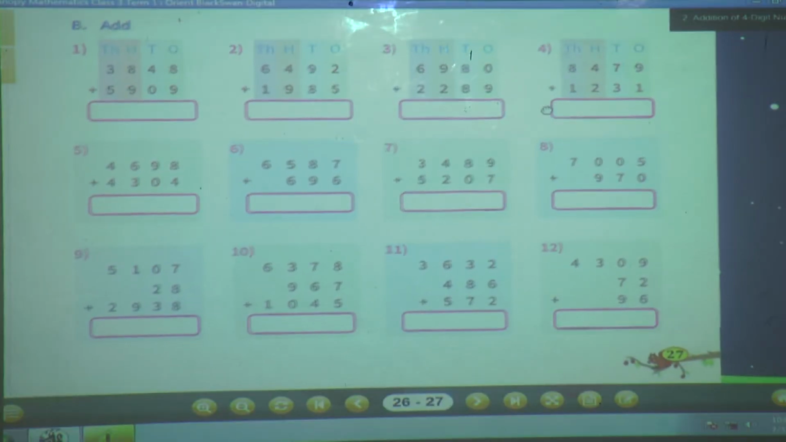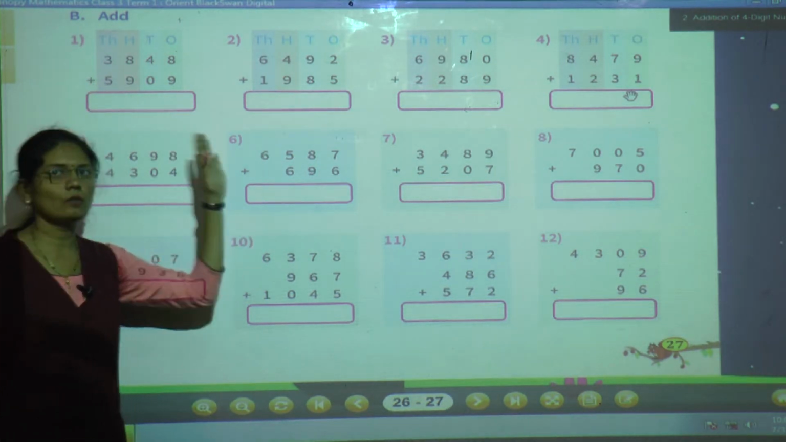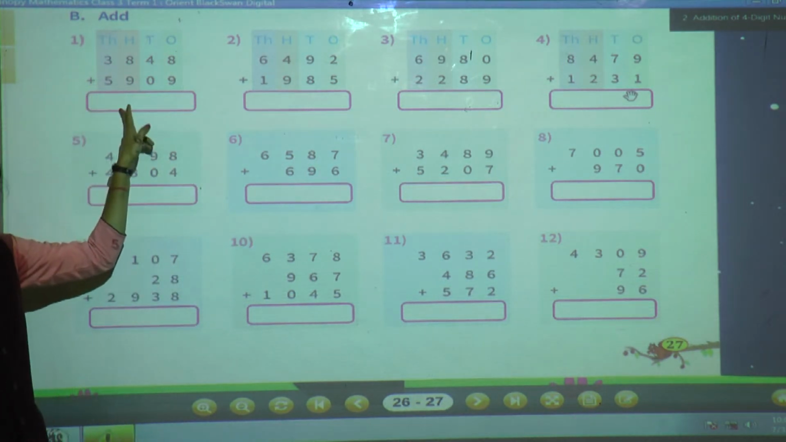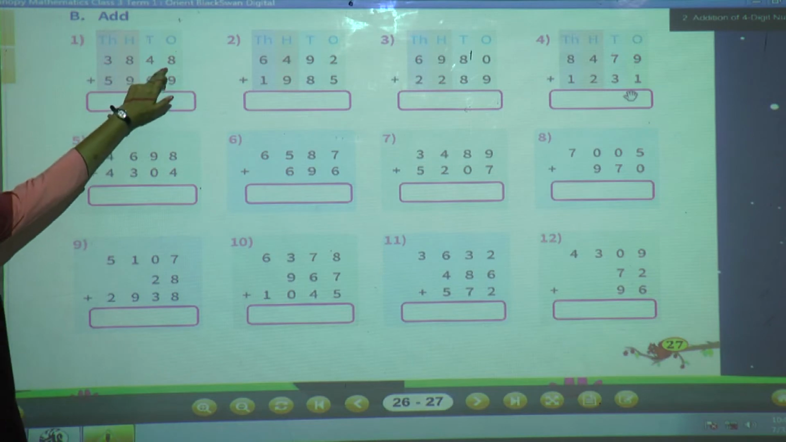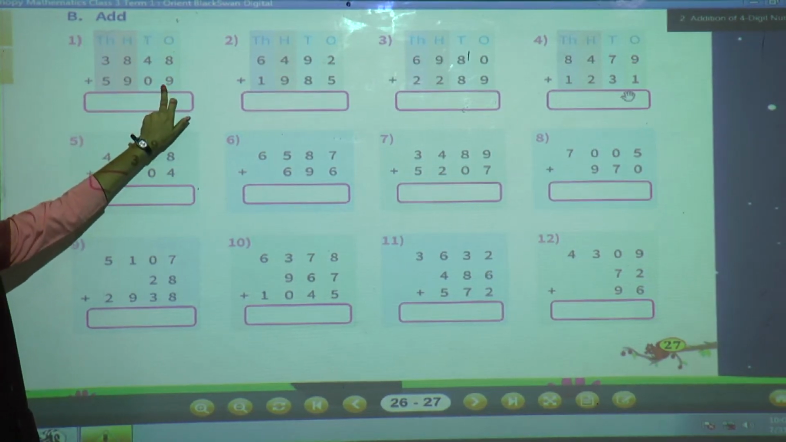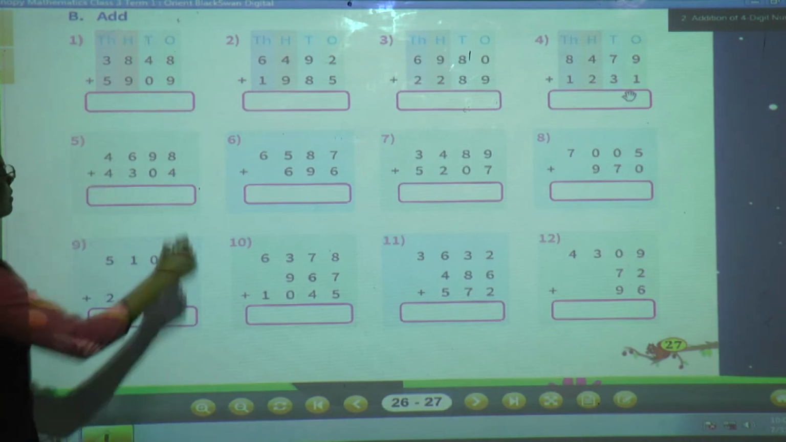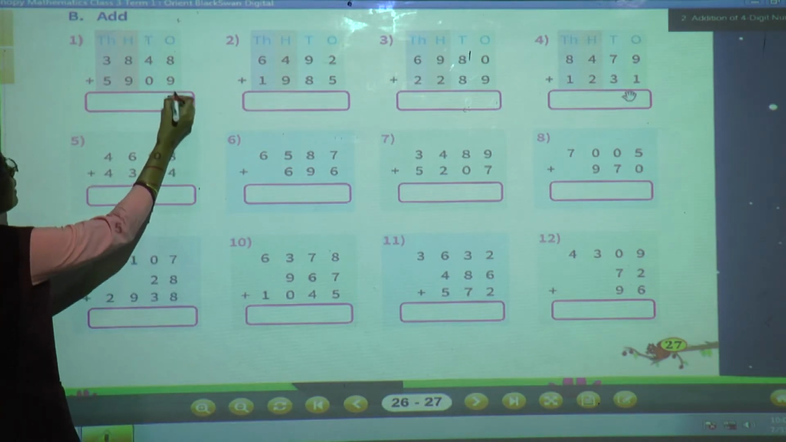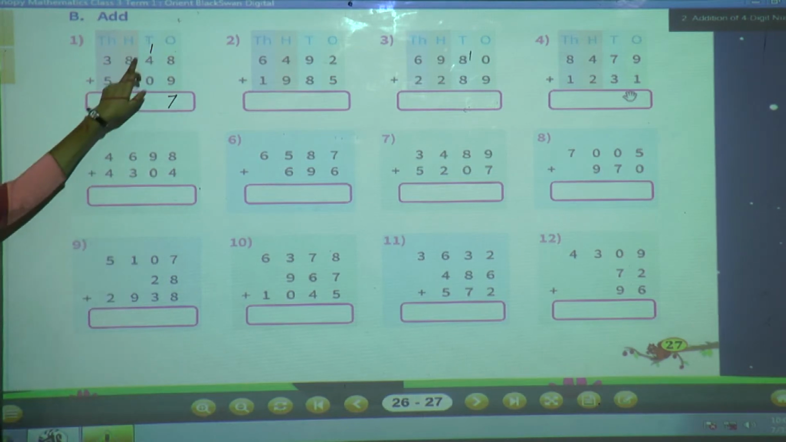Now see the first one. Here also from the B question we will take only odd numbers. So first number we will take. Now see the ones place digit. 8 ones plus 9 ones. After 8 count your 9 fingers. Yes, 8 plus 9, 17. So here I will write 7 and 1 we will give as a carry to the next place.